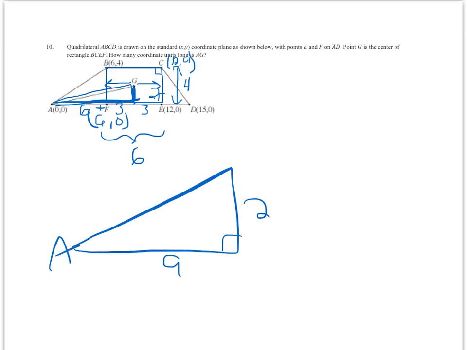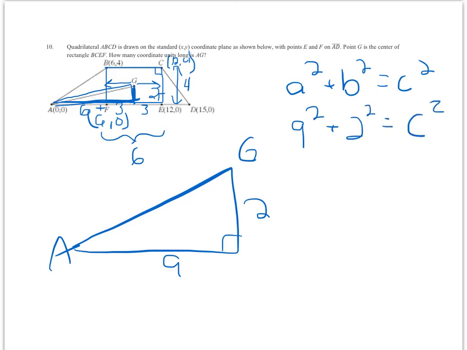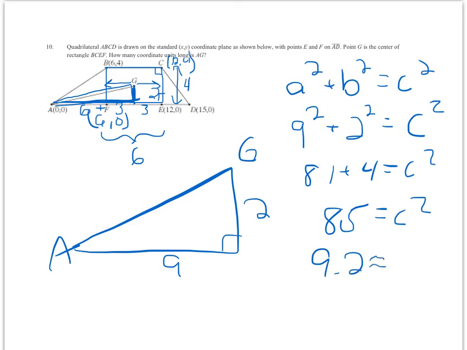We're supposed to find the length of AG. Once again, Pythagorean theorem. A squared plus B squared equals C squared. In this case, A is 9, B is 2, don't know what C is. 81 plus 4 is C squared. You get 85 is C squared, square root both sides. I need to grab a calculator. You get 9.2. That's the length of C, and C really is AG.